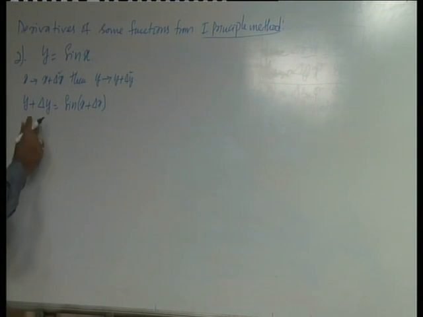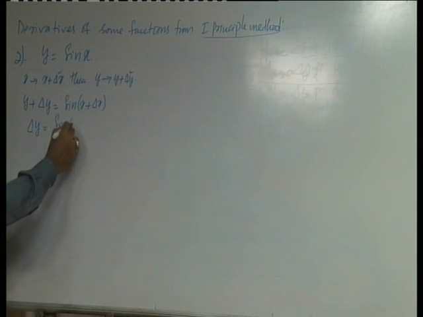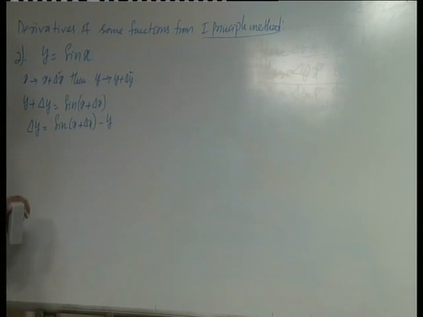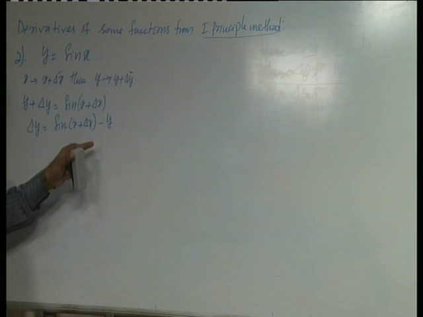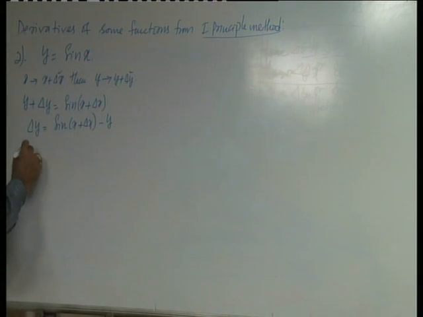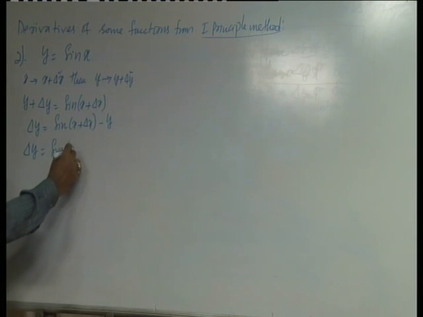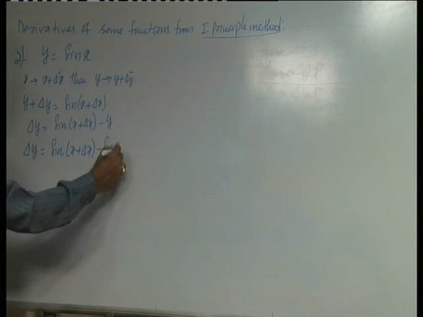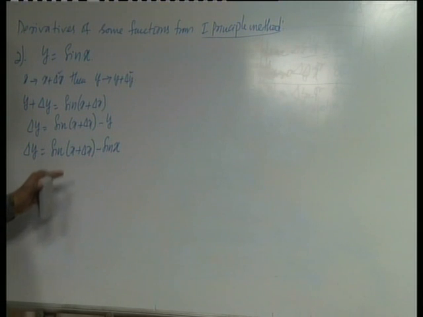Then what is the next step? We have to take y to the right side. Therefore, delta y is equal to sin of x plus delta x minus y. Next, we have to replace y by its value. Its value is sin x. Therefore, delta y is equal to sin of x plus delta x minus sin x. After that, we need to divide by delta x on both sides, isn't it?